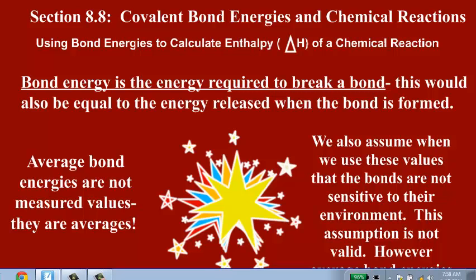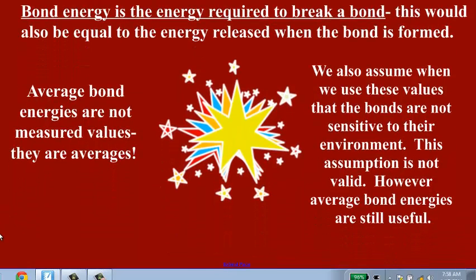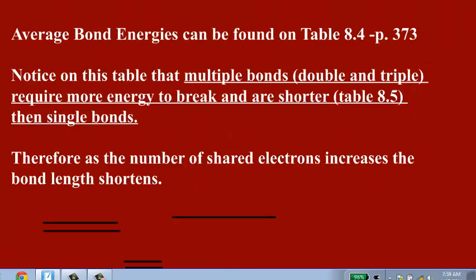There is a table of bond energies. I'm not sure if that's the actual page number or not. It's table 8.4, and I think it's on page 351, so you may want to change that 373 to a 351. Again, we assume these values are not sensitive to their environment, but they really are. They're still useful because they come very close to the actual value of the energy change in the reaction.